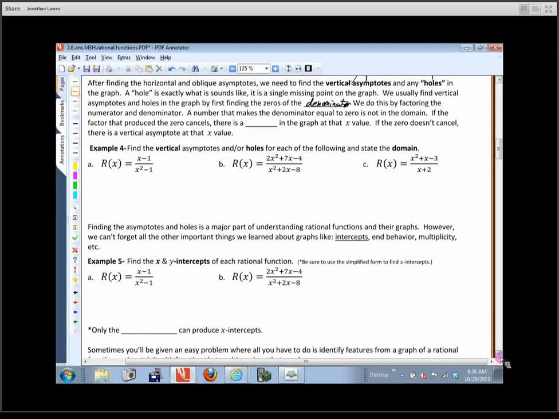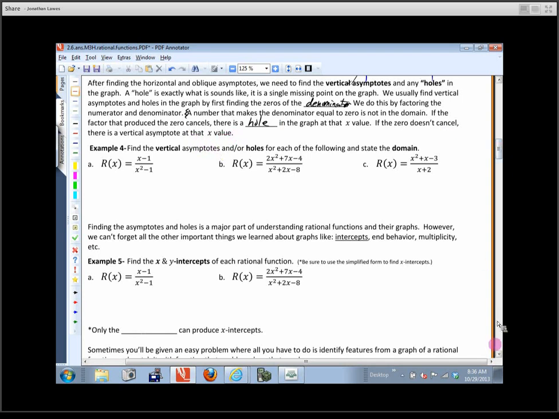Okay. Now, this is just buried in this paragraph, but take a look at this. A number that makes the denominator equal to 0 is not in the domain. If the factor that produced that denominator cancels, there is a hole in the graph at that x value. Okay? So if that factor that produces that 0 cancels, then it's a hole. If it doesn't cancel, then we've got a vertical asymptote at that x value. And I'm going to show you how that works.